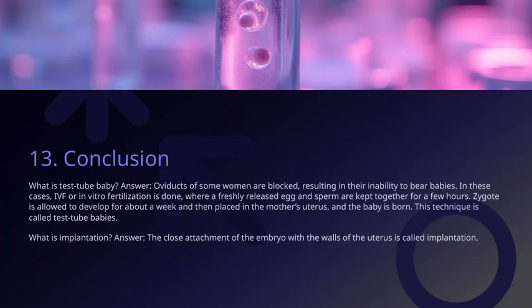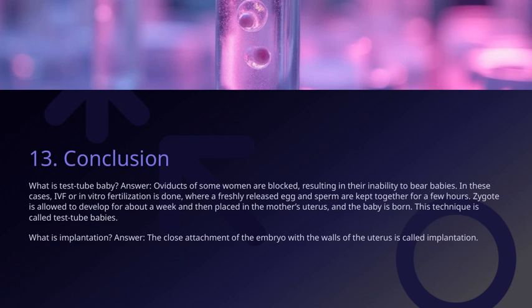So, what exactly is a test tube baby? Well, in cases where a woman's fallopian tubes are blocked, it becomes difficult or even impossible for her to conceive naturally. That's where IVF, or in vitro fertilization, comes in. In this process, a freshly released egg and sperm are kept together outside the body for a few hours, allowing fertilization to occur. The resulting zygote is then allowed to develop for about a week before it's carefully placed back into the mother's uterus. If everything goes well, this leads to pregnancy and ultimately, the birth of a baby. This is what we commonly call a test tube baby.